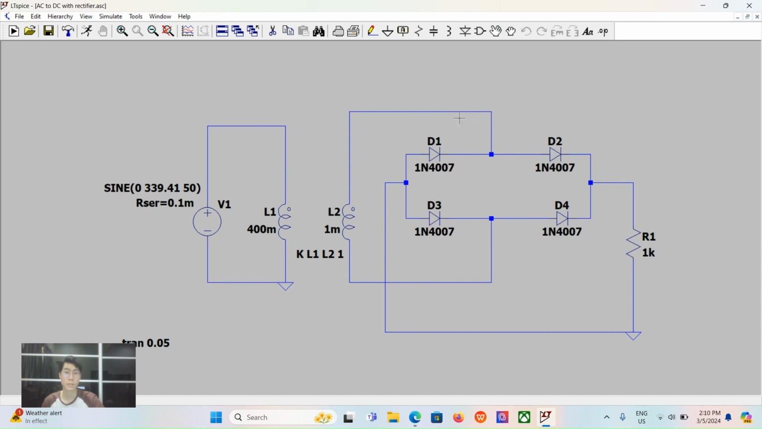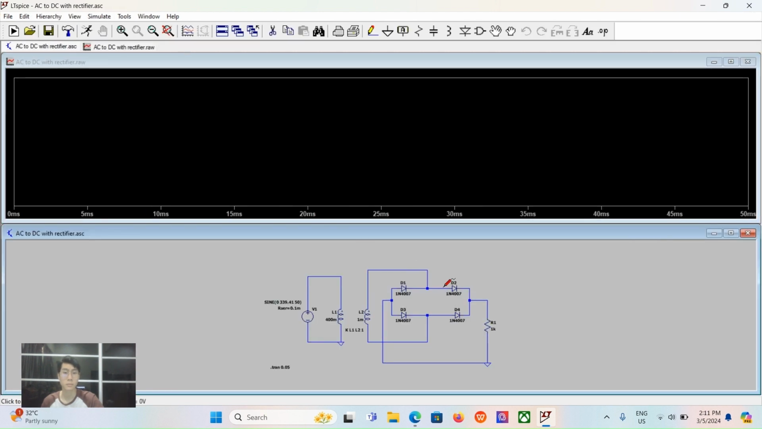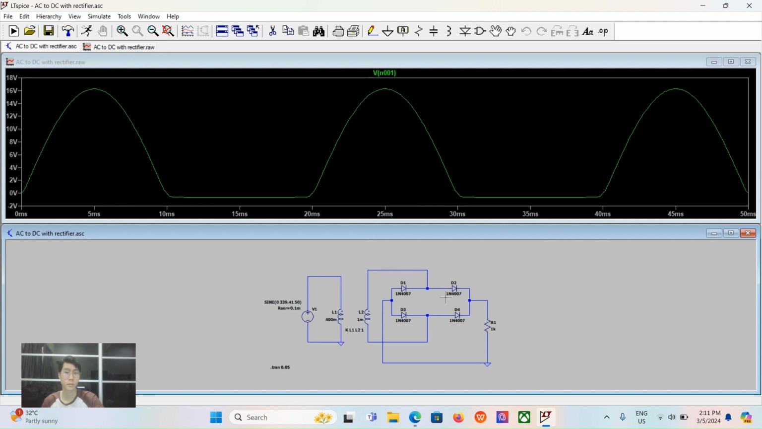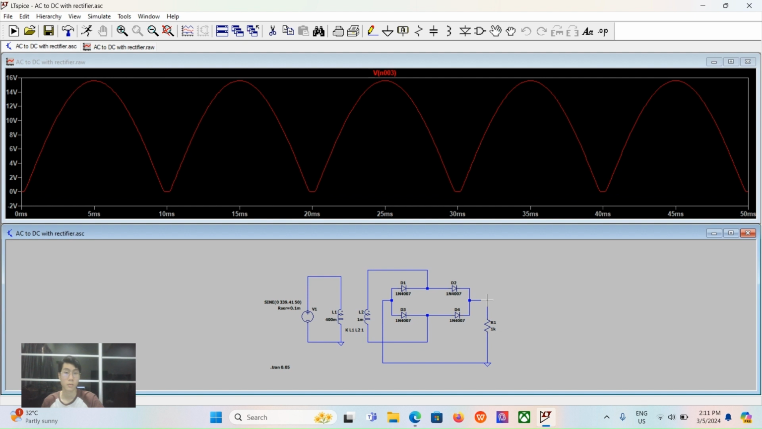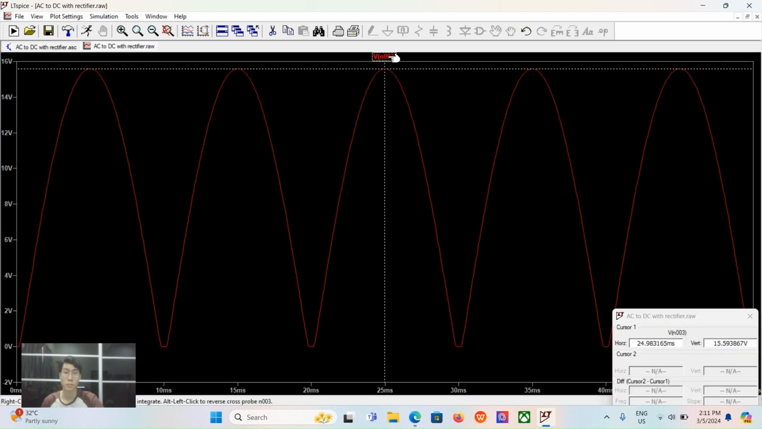During the positive cycle, the D2 and D3 diodes will become forward biased, and during the negative cycle, the D1 and D4 diodes will become forward biased. Now let's come to the simulation. As you can see, this is the positive half cycle, and this is the negative half cycle. This is the final output of the pulsating DC. This final output is 15.59, which is similar to the result of the calculation. And this voltage experienced a 1.4 V drop because of the diodes.